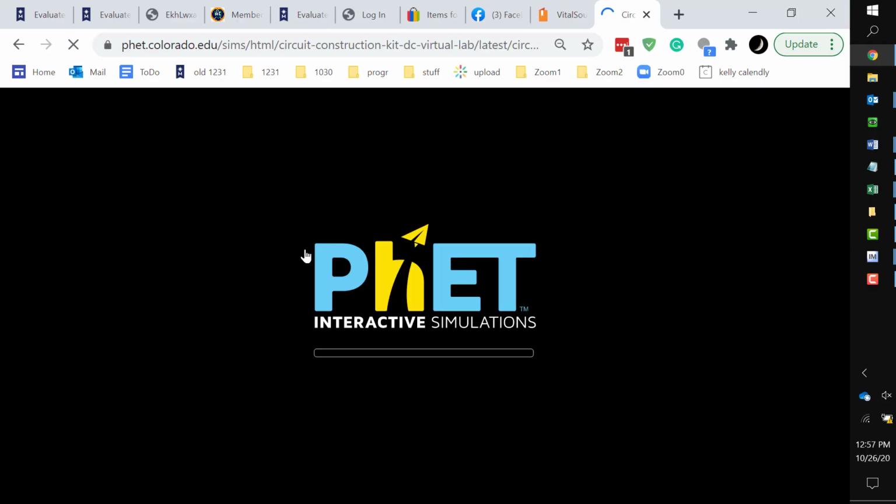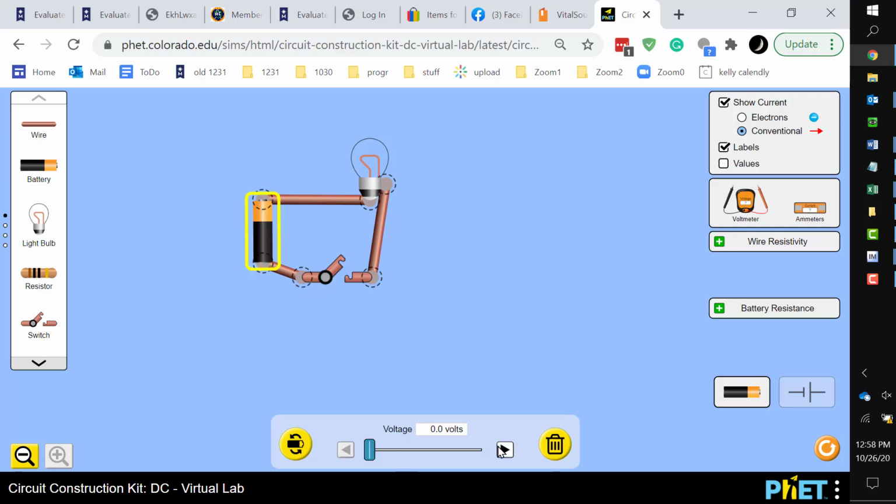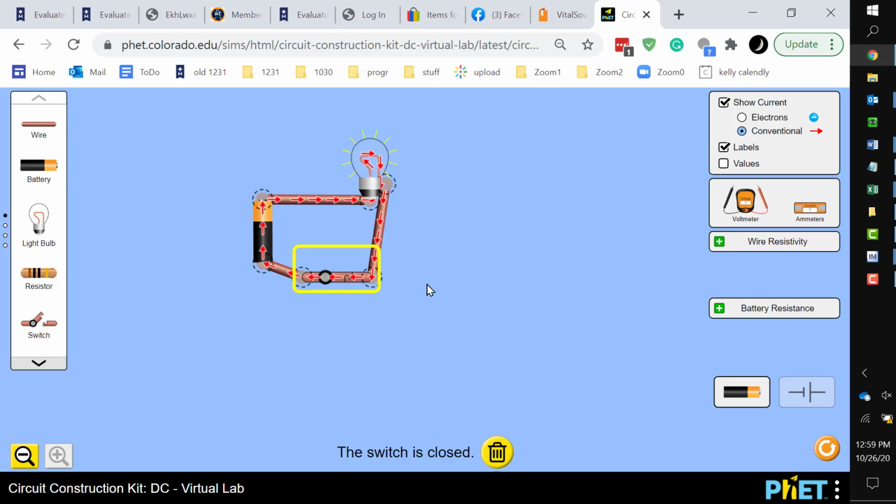Let me try a different animation. So I put a battery down, drag and drop a wire on there. And how about I also put on a light bulb? All right, so I hooked the top of the battery to one part of the light bulb. The other part of the light bulb hooks up to a switch, and then that goes back to the battery. Now, if I close the switch, that will make a complete loop, a complete circuit, and that will allow the charge to flow. So you can see the red arrows here indicating the flowing charge, indicating the current.